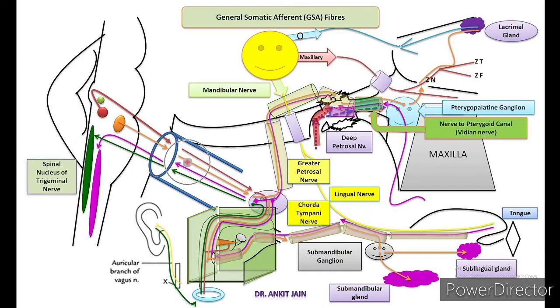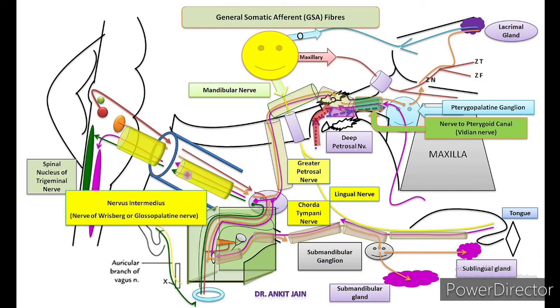General visceral efferent fibers, special visceral afferent fibers and general somatic afferent fibers are collectively known as nervus intermedius, or nerve of Wrisberg, or glossopalatine nerve, which is the sensory component of the facial nerve. So it is clear that special visceral efferent fibers, or branchiomotor fibers, present as the motor root at the pontomedullary junction and form the facial nerve proper, while the rest of the fibers of the facial nerve form nervus intermedius and present as the sensory root at the pontomedullary junction.